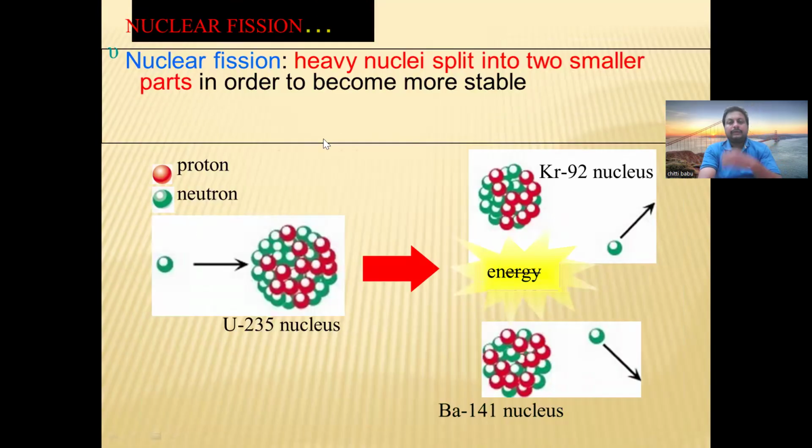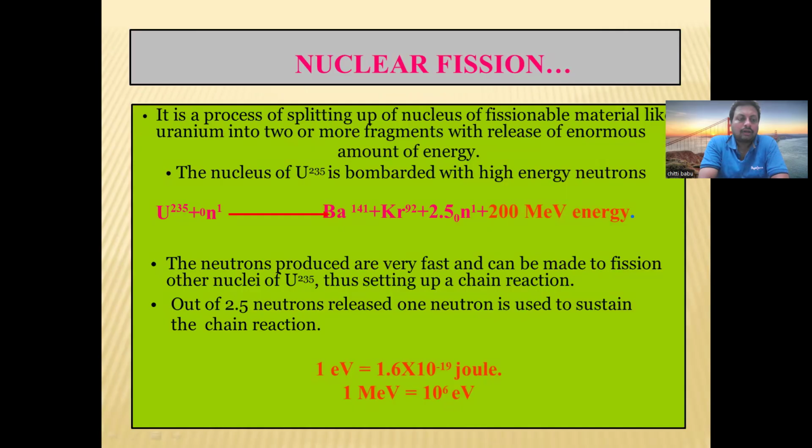So in nuclear fission, a heavy nucleus splits into two smaller parts in order to become more stable. So this is about the neutron. The neutron will be colliding, bombarding the nucleus again. So again neutrons will be dividing. Further, these neutrons will also be creating other nuclei. During this process, a large amount of heat will be generated. So this is the reaction of the nucleus.